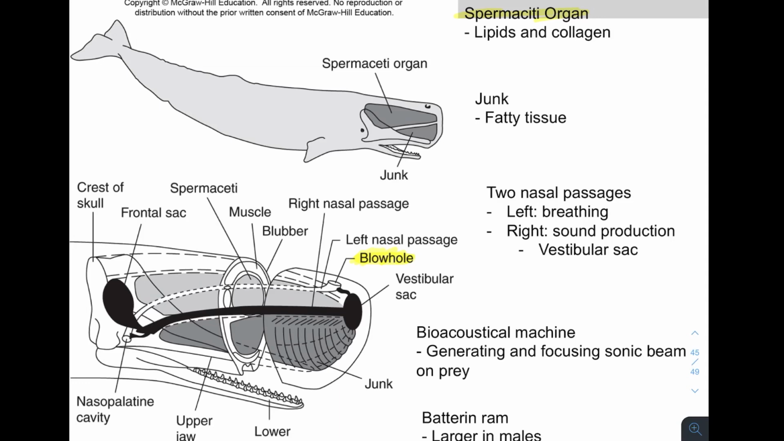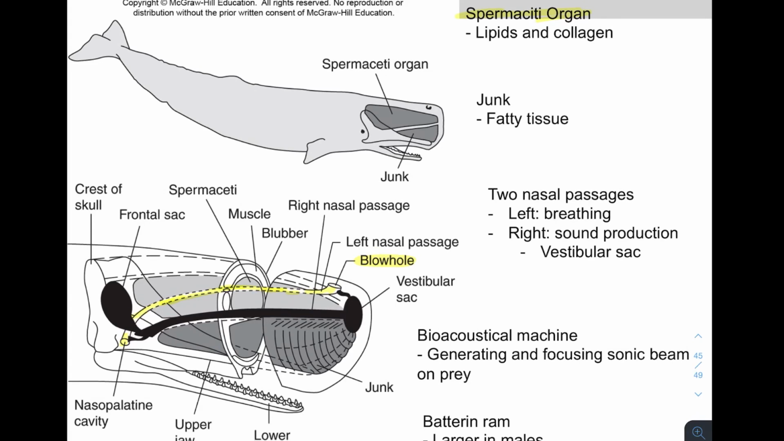But there are two nasal passages within, and they are different. So the left nasal passage is specialized for breathing. It runs along the left side of the spermaceti organ to the superior internal nares. And we can follow it right here with that nasopalatine cavity starting and moving this way and all the way out to the blowhole. And so that's going to be the one that is for respiration.